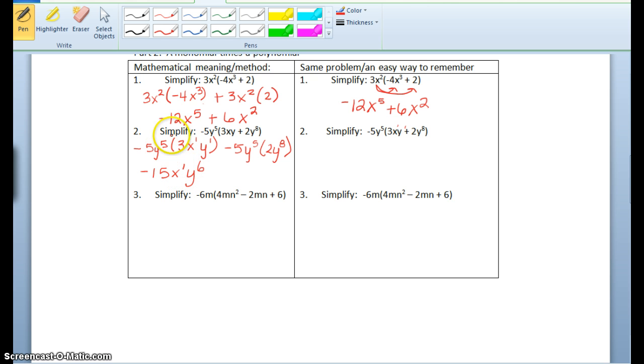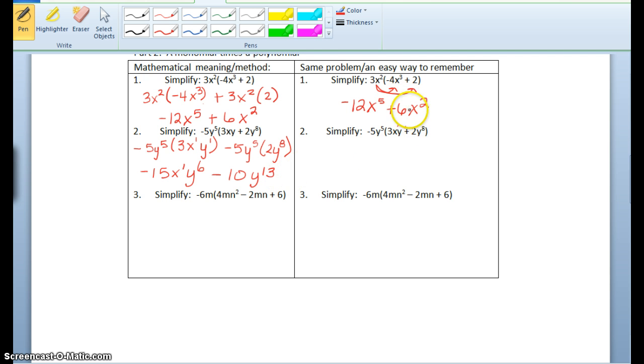You can only add up the exponents of variables that are the same. You have a y here and a y here, so 5 plus 1 is 6. You have just an x, so it'll be x to the first. Then here you have negative 5 times 2, which gives you negative 10. Y is the only variable you have, so you add the little exponents. 5 plus 8 is 13. So that's your answer. You have negative 15x, y to the 6th, minus 10, y to the 13th.